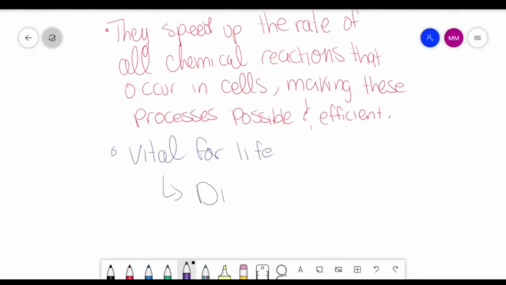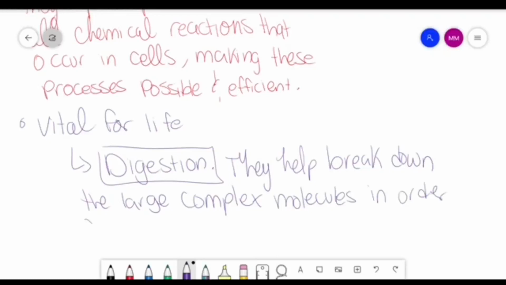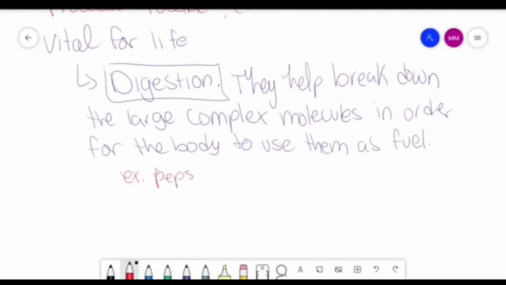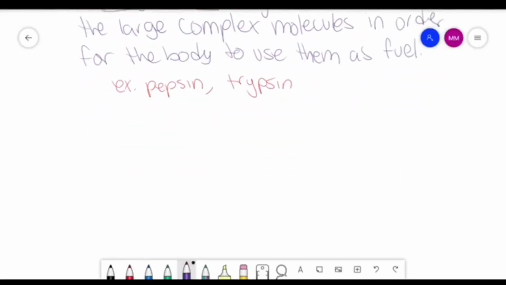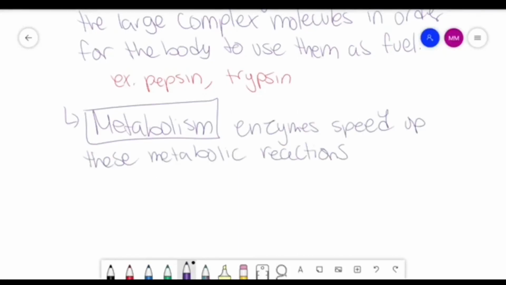They are in everything in our life. For example, digestion. They help our bodies break down large, complex molecules into substances that our body can use to function. For example, pepsin and trypsin are used for digestion. Another option is metabolism. Enzymes are known to speed up these metabolic reactions in order for our body to be able to function and move.